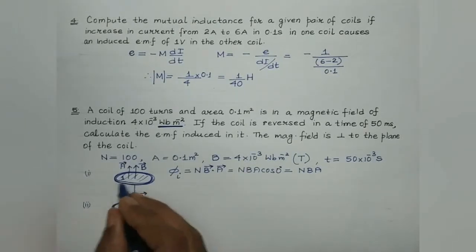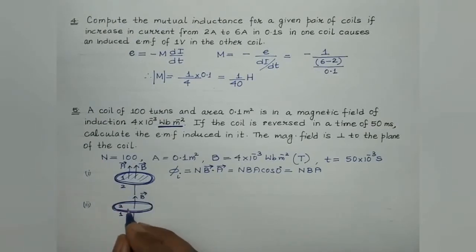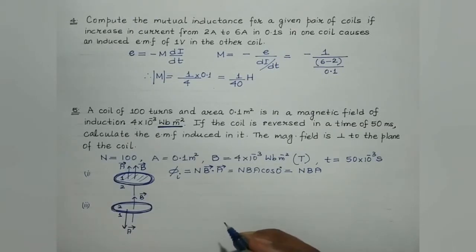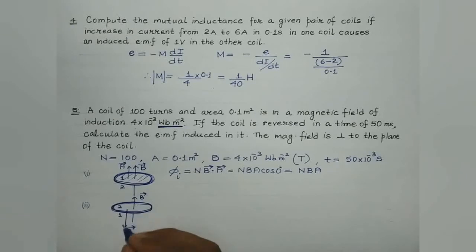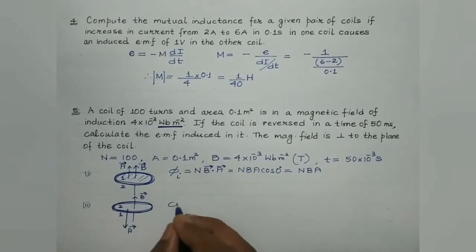But here we are considering the first phase, right? So its area vector would now be in the downward direction like this. Area vector of a given phase is always perpendicular and in the outward direction. So now what's the angle between these two? It is 180 degree. So that is the point to be noted down over here.